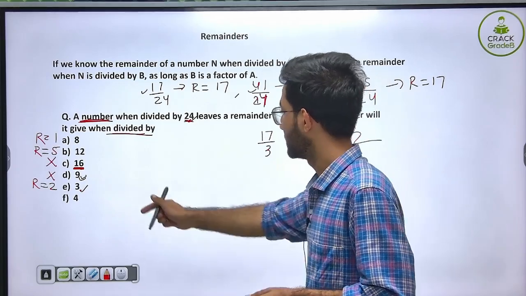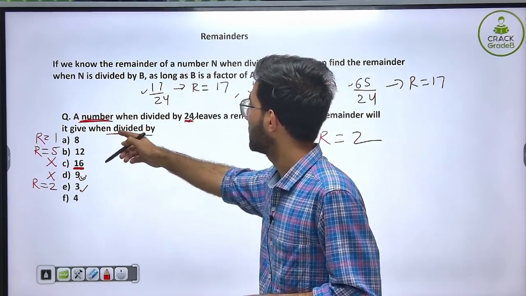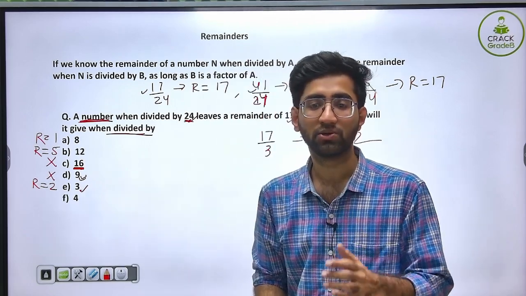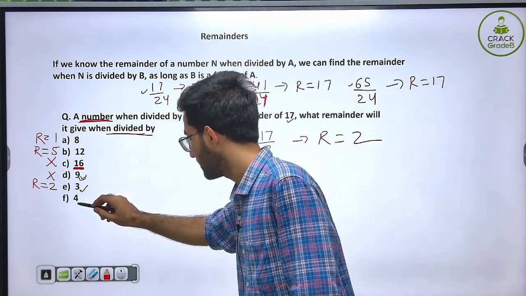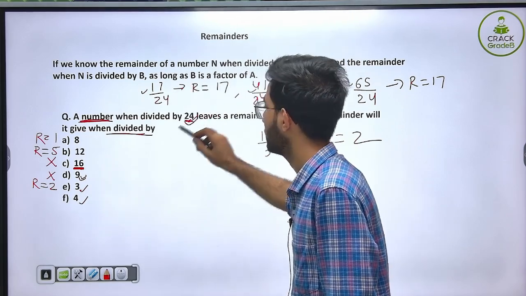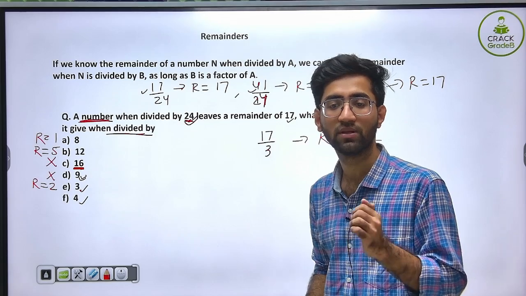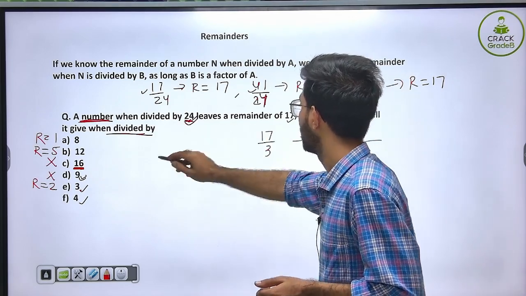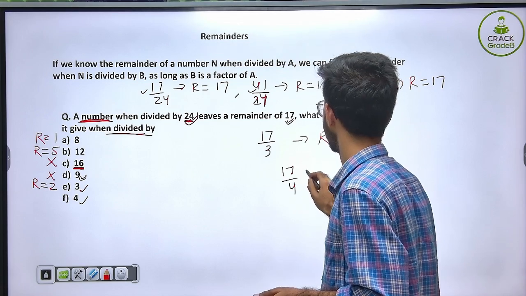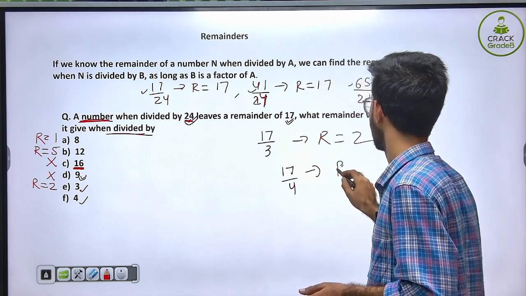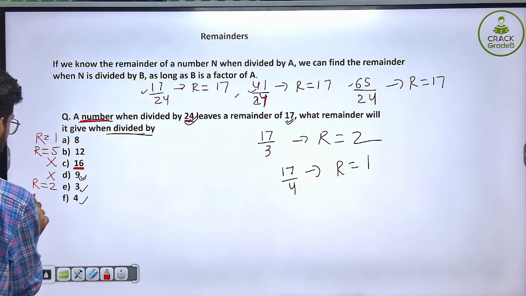Now let us deal with 4. You have to answer what will be the remainder when you divide this number by 4. Again let us check, is 4 a factor of 24? Yes, 4 is a factor of 24. So you can directly divide 17 by 4 and the remainder will be equal to 1. So you can answer, the remainder is 1, right?